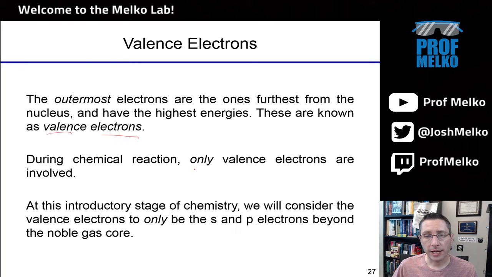During a chemical reaction, pretty much only valence electrons are involved. And at this stage of chemistry, we're going to assume that only s and p electrons matter. So d electrons and f electrons are a little funny about this. So for this purpose and for these practice problems, we're just going to call the s and p electrons valence. So the outermost s and p electrons are our valence electrons at this stage.